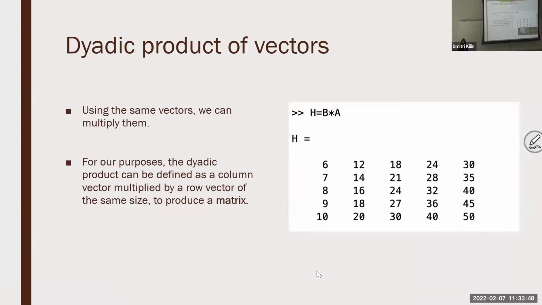Okay. The next thing we'll look at is the dyadic product of vectors. Again, using the same two vectors, we can multiply them, except this time we're doing the column multiplied by the row. Whenever you do multiplication like this with two vectors, you will get a matrix in return as opposed to just a number value.